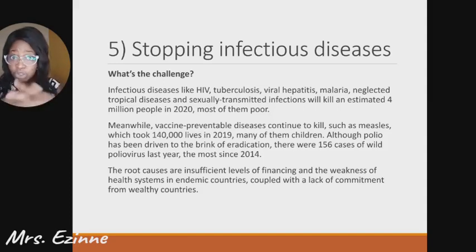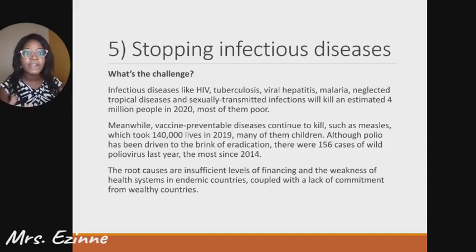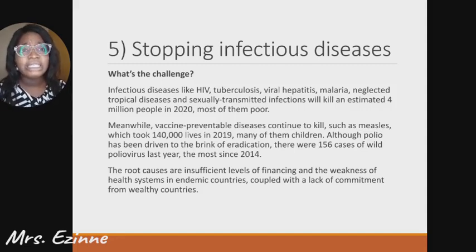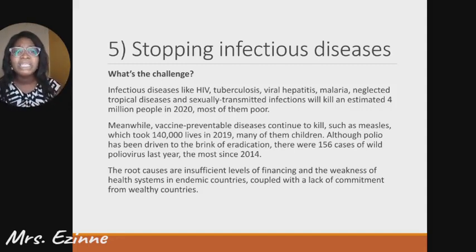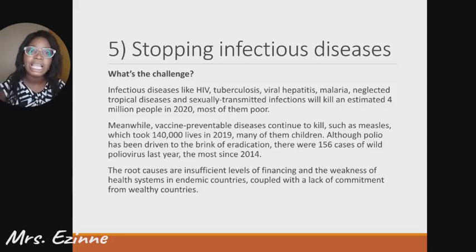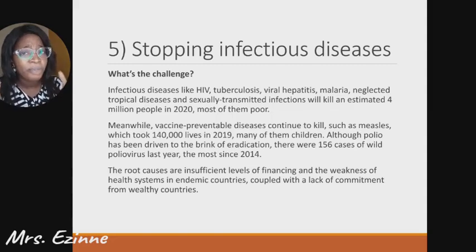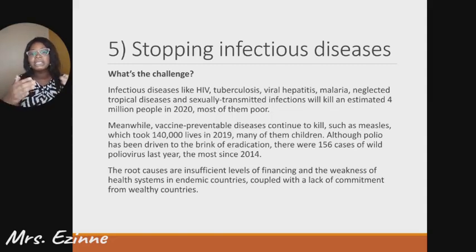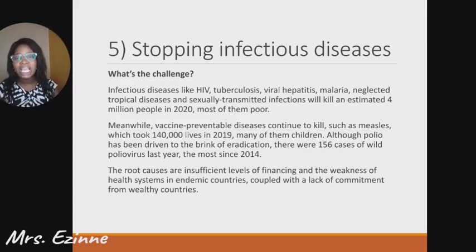Now, infectious diseases like HIV, which still has no cure. We have tuberculosis, viral hepatitis, malaria, NTDs and STIs, which killed an estimated 4 million people, and most of them are poor people because they can't access this medicine because of the health inequality that we are facing. So you can see how these challenges are interlinked with one another.